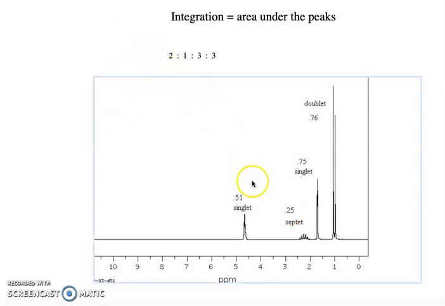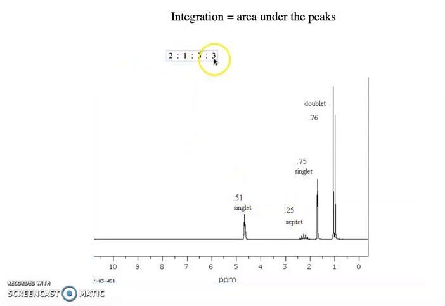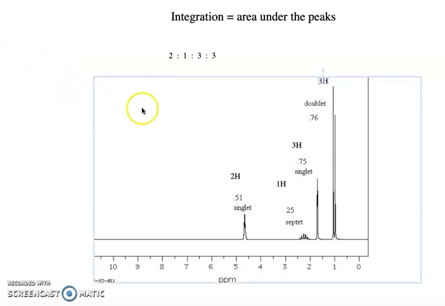You can see that when I divide everything by 0.25, I get a ratio of 2 to 1 to 3 to 3. In other words, this peak right here has 2 hydrogens. Oops, typing error. 2 hydrogens. This right here has 1 hydrogen. Then I get 3 hydrogens and 3 hydrogens. So the ratio is 2 to 1 to 3 to 3.